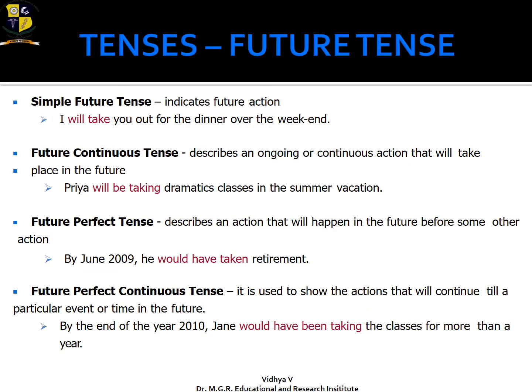Next is future tense. Simple future tense indicates an action that's going to happen in the future. So, I will take you out for dinner over the weekend. It's going to happen over the weekend, so this indicates a simple future action.